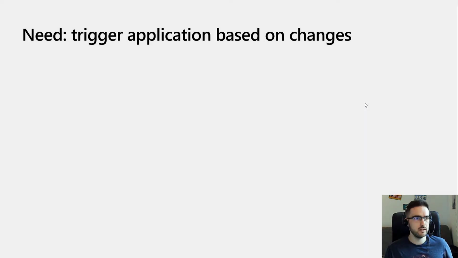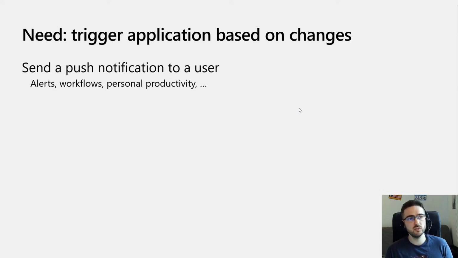So if we first look at change notifications that have been existing in Microsoft Graph for a number of years now, why would you want to have change notifications in the first place? Well, there's a number of scenarios where, whenever a change happens in all the data that's sitting behind Microsoft Graph, you want this change to trigger some kind of logic in your application, right? It can be because you want to send a push notification to your user or an email or a text message. It can be pretty much anything, right? So you can support sending alerts or workflows or personal productivity or other scenarios of that type.